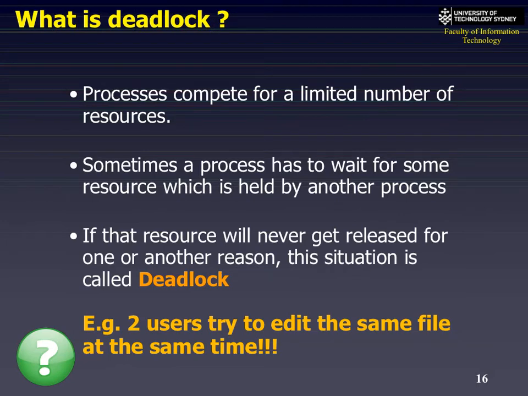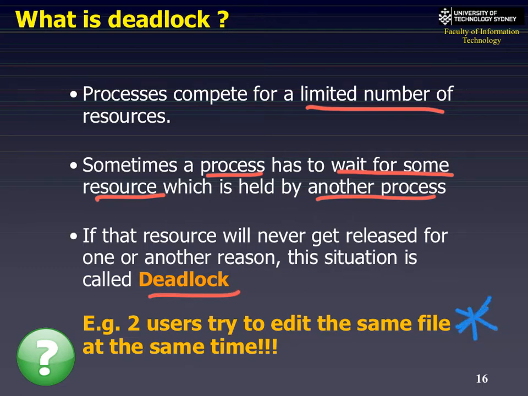So a few things about the conditions for a deadlock. Number one, a limited number of resources. In other words, you don't have an infinite number of files to access. Typically, it's one. Sometimes the process has to wait for the resource. It could be, for example, the mouse. I need to use the mouse for a game. If that resource never gets released, then you have that circular situation happening. One process is waiting for a file, the other process is waiting for a file. Neither process gets to run. That's called a deadlock. A good example is if you're trying to edit the same file at the same time. And I think many of you have seen that by pressing Ctrl-Z on vi.